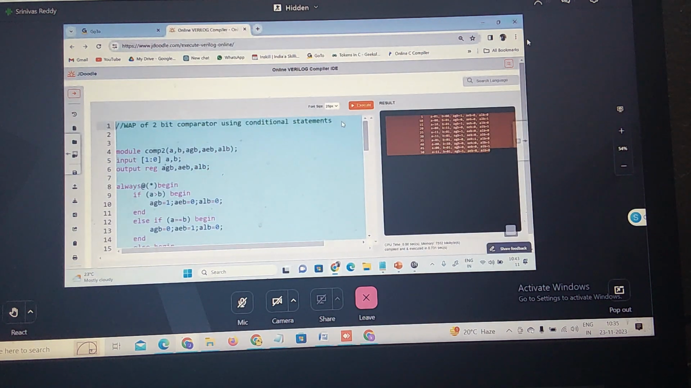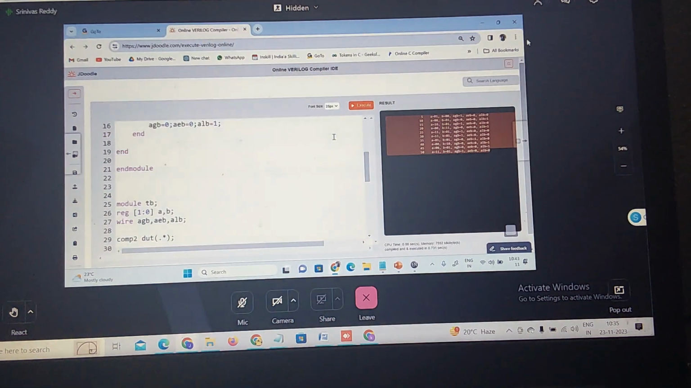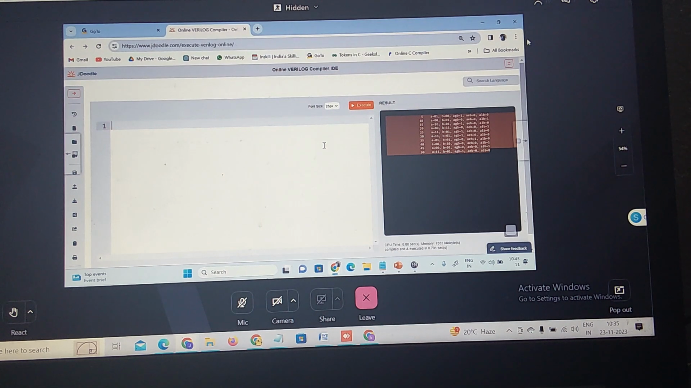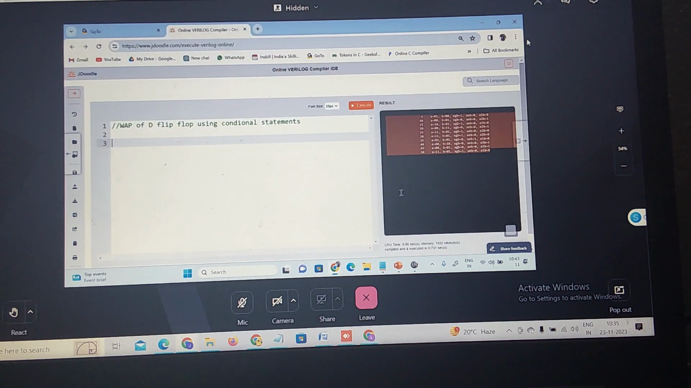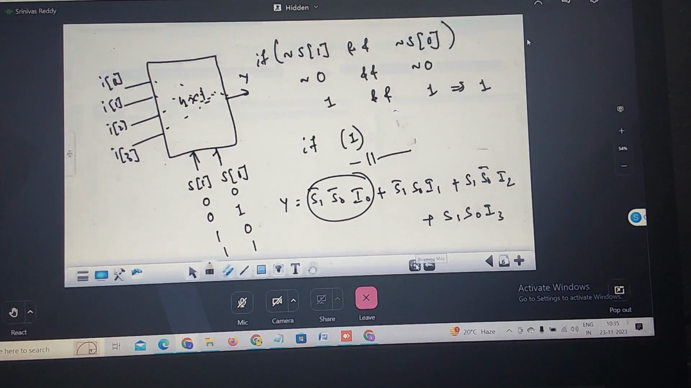Write a program of D flip-flop using conditional statements. What is a D flip-flop? How can you write a D flip-flop?